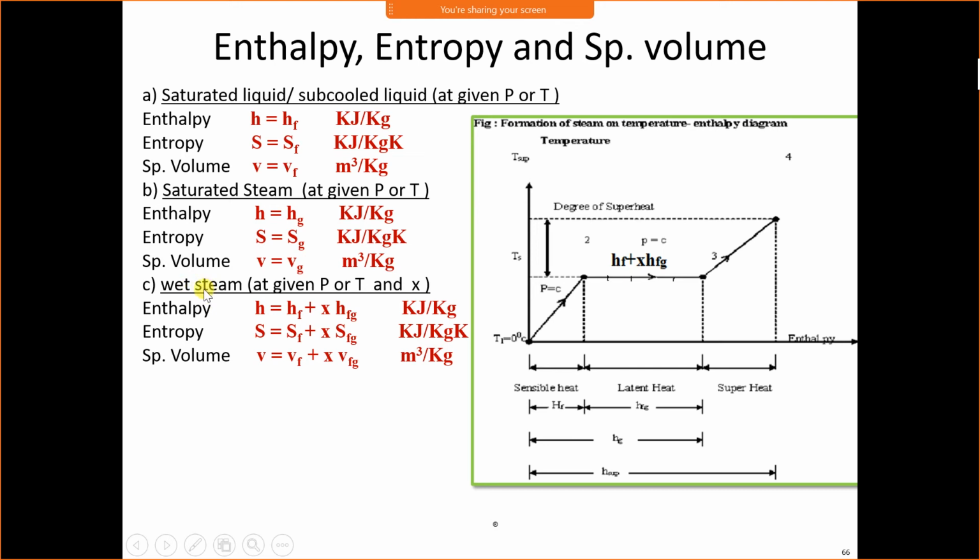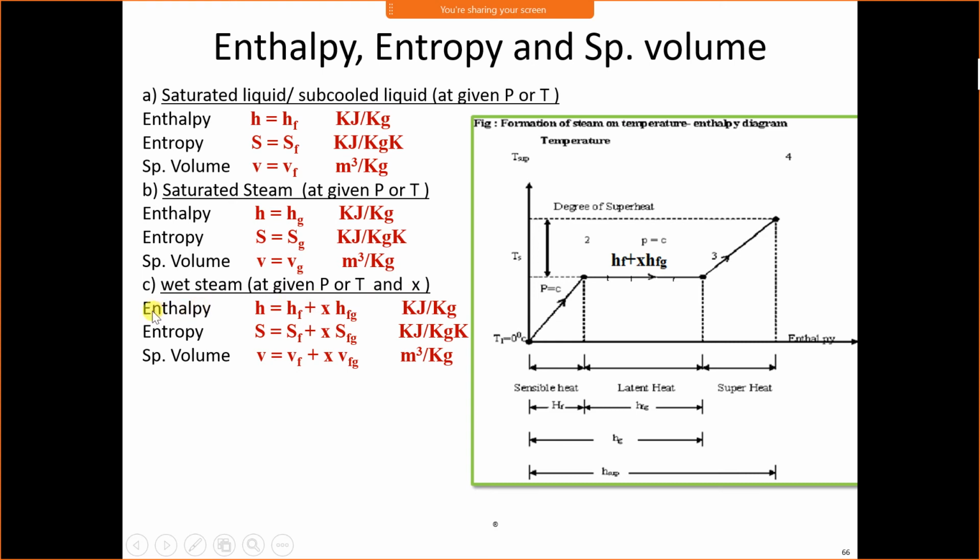Now, how to identify steam is wet? Either dryness fraction of the steam will be given, or in the problem it will be asked to calculate dryness fraction. That is sufficient to understand steam is wet.